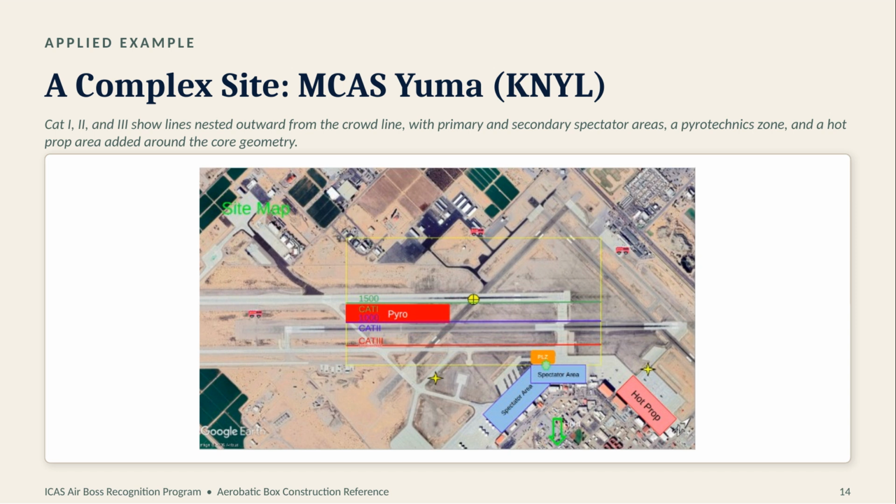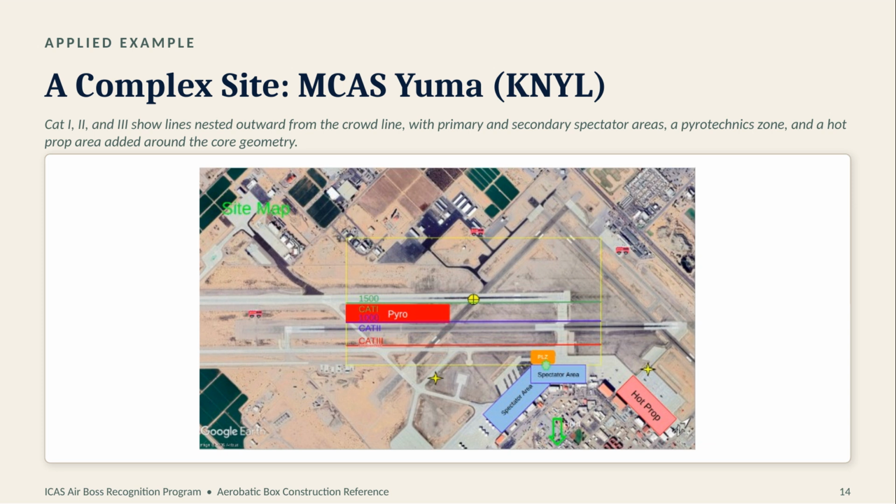Beyond the core box, this site adds a primary spectator area and a secondary spectator area, shown as the shaded wedges south of the runway, each requiring its own separation distance from the show line, which we'll cover on the next slide. A pyrotechnics landing zone, marked PLZ, sits near the spectator areas, since pyro placement has its own sighting requirements independent of the aircraft show lines.